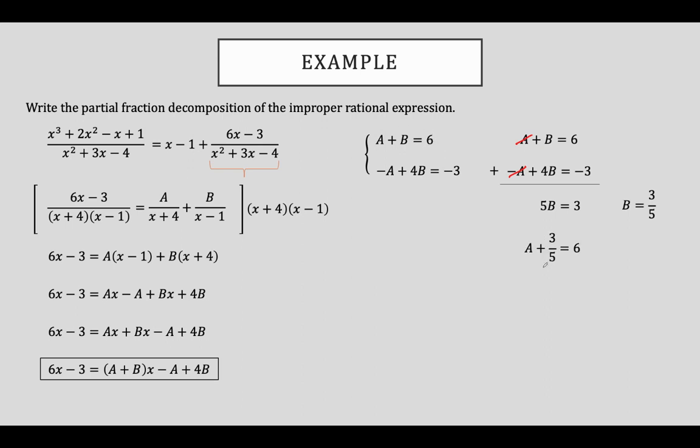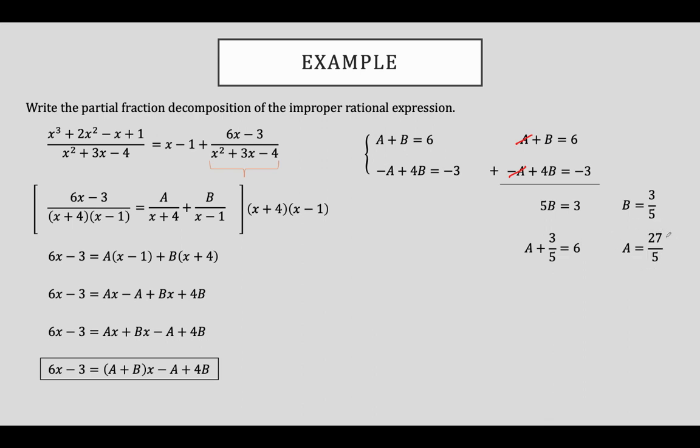And now that we have b, we can back substitute it into this equation here, giving me a plus 3/5 is equal to 6. And to solve for a, I subtract 3 over 5. 6, if we get a common denominator of 5, is the same thing as 30 over 5. 30 over 5 minus 3 over 5 gives me 27 over 5 for my value of a.